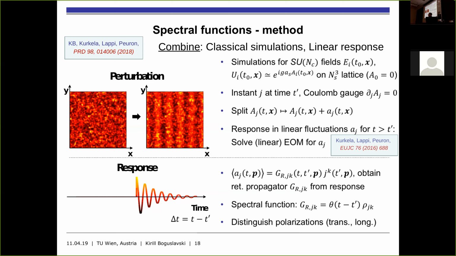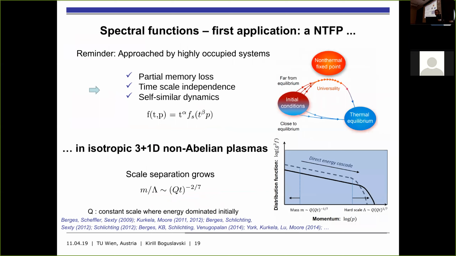And from this response field, knowing the source, you can get the retarded propagator, basically. And the retarded propagator is like your spectral function. For gauge theories, you can also, for instance, look at different polarizations. For scalar theories, you can also play around a little bit with the degrees of freedom and with the projections. And the spectral function is something that we would like to discuss.